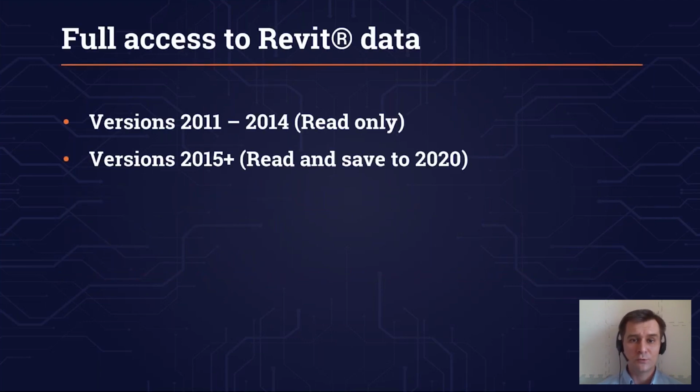First of all, it is full access to Revit data. As you see, we are able to access Revit data files of versions starting with 2011 and finishing with 2020. But as you see, there are two items. For versions 2011 to 2014, we are able to read the data only, so it's possible to load the file and to obtain the data that is stored there. And starting with 2015, it's possible also to load and then to save the data to a file of the newest 2020 version.